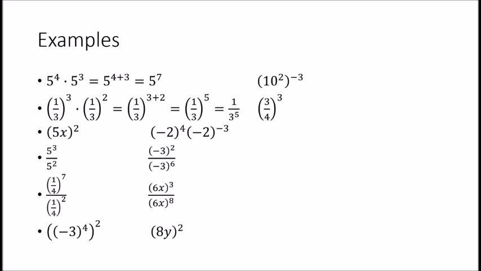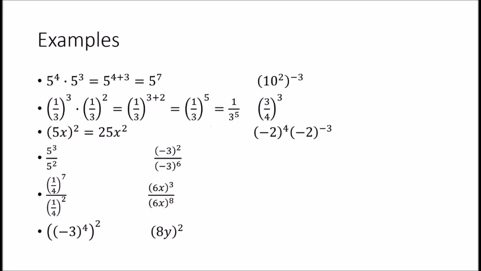We can also distribute that 5 into the fraction if we want to, so that it's just 1/3 to the 5th. For 5x squared, we can distribute the squared into the parentheses so that we get 5 squared, or 25, times x squared. In the next problem, we have the same base value, 5 cubed over 5 squared, so we will take 5 raised to the power 3 minus 2, which is just 5 to the 1, which is 5.